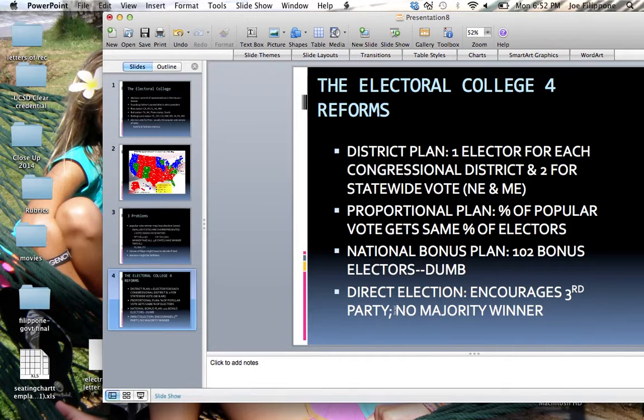I mean, do you want a president with just a plurality of the votes, or do you have to have a runoff? So there's a lot of questions with the popular vote winner too. Okay, that's about it for the Electoral College.